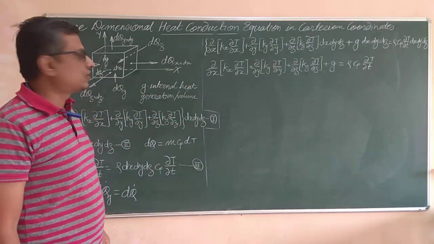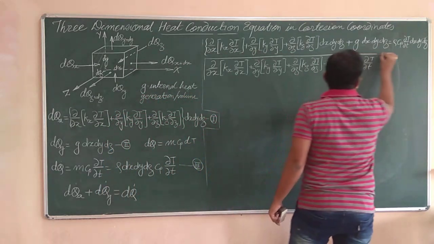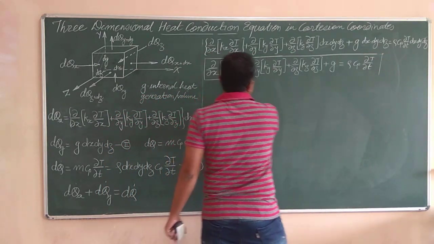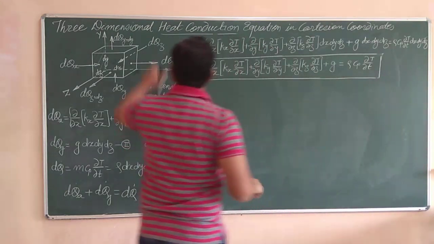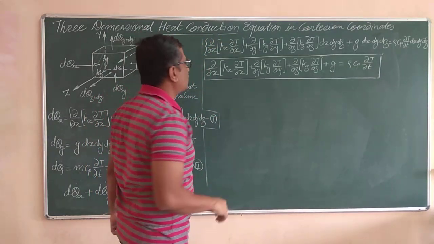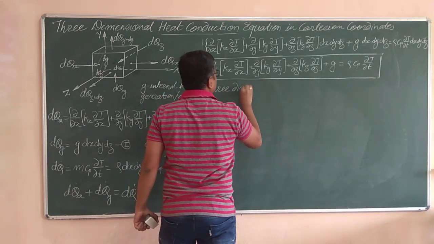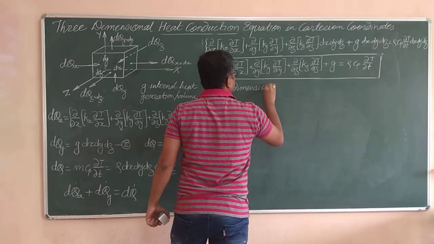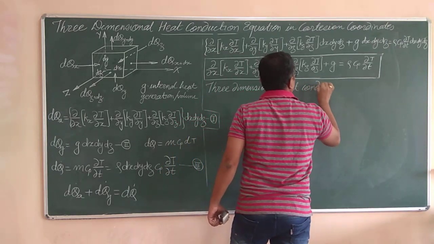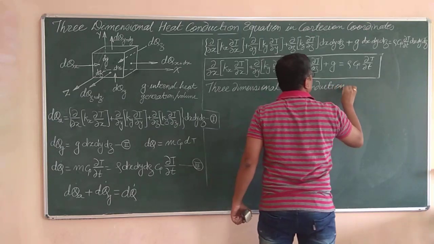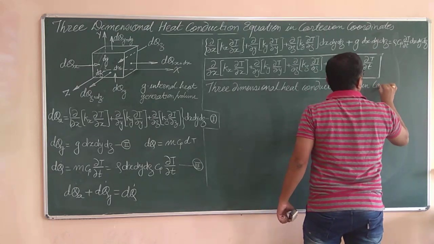All this we have derived to get this equation, and this equation is known as, I'd like to name this equation, the three-dimensional heat conduction equation in Cartesian coordinate system. This is the three-dimensional heat conduction equation in Cartesian coordinates.